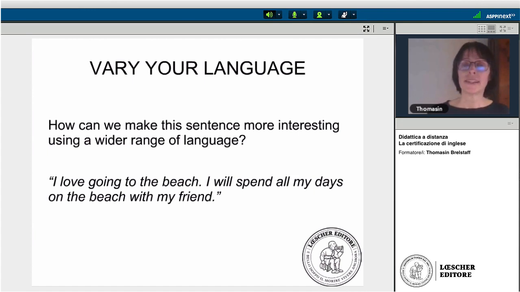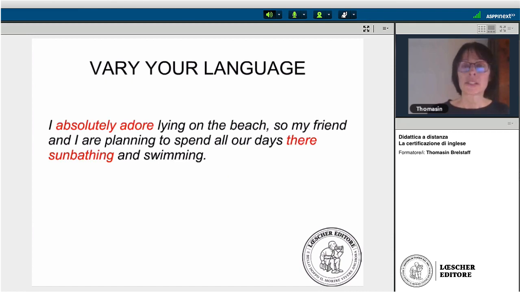You can bring in some more activities, be more precise about what you're doing, and maybe you could come up with something like this. This is the version I did for those of us who like to relax on holiday. I absolutely adore lying on the beach. So my friend and I are planning to spend all our days there sunbathing and swimming.